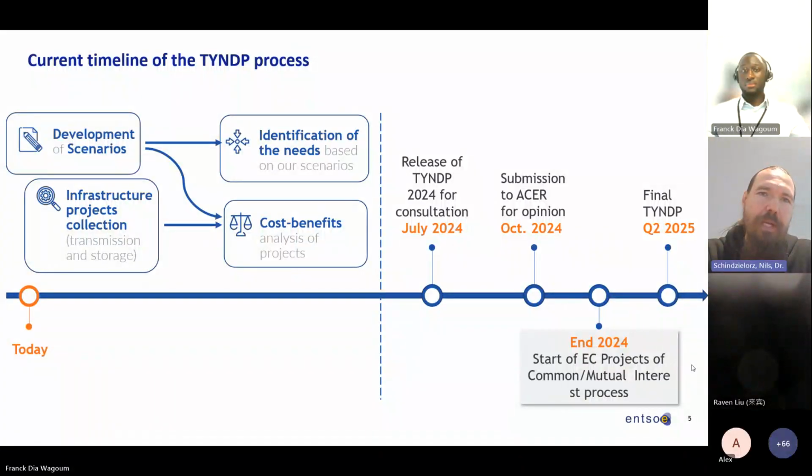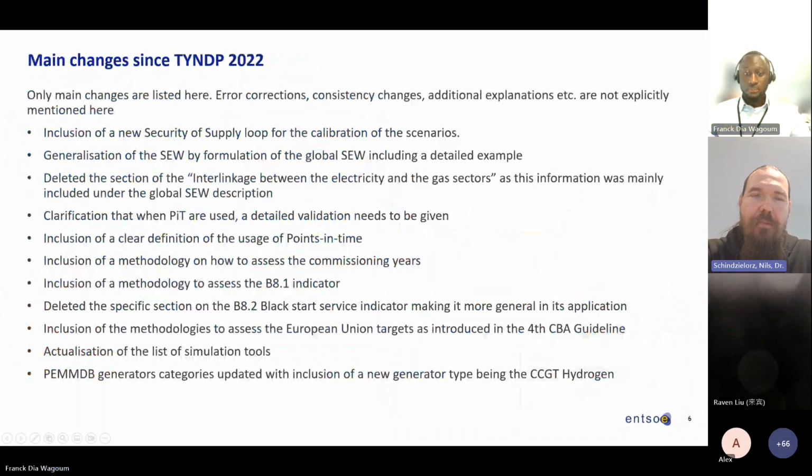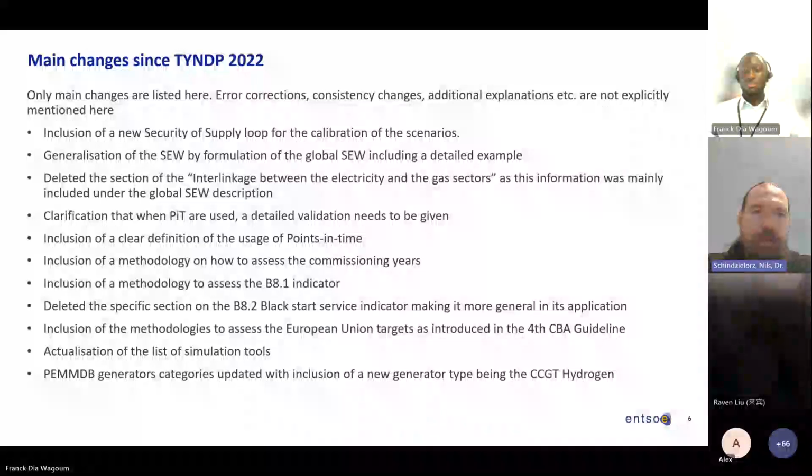I would like to give an overview of the main changes of the implementation guideline from TYNDP 2022 to TYNDP 2024, which we are preparing right now. I would like to highlight just some of the main changes, because all of the minor changes, like error corrections, consistency checks, and additional explanations for clarification, are not explicitly listed here, because we are constantly working to improve the implementation guideline, but also the CBA guideline itself. For the implementation guideline for TYNDP 2024, we have worked on the security of supply indicators.